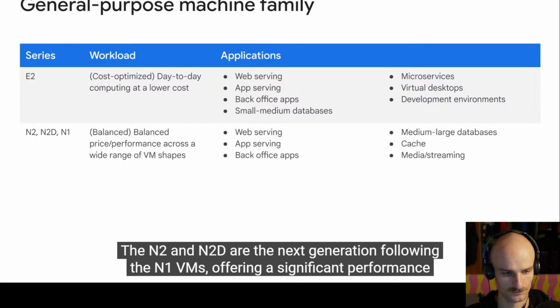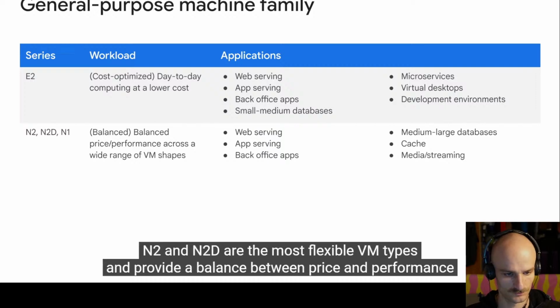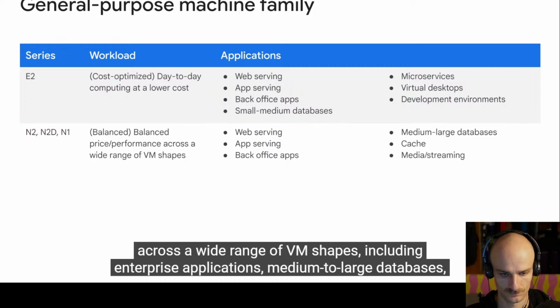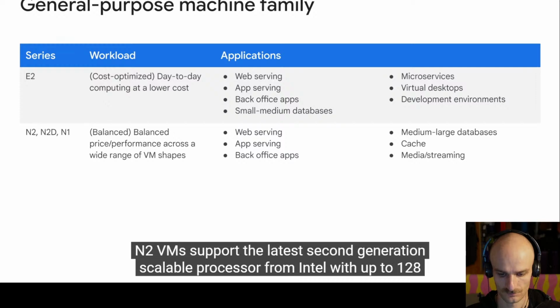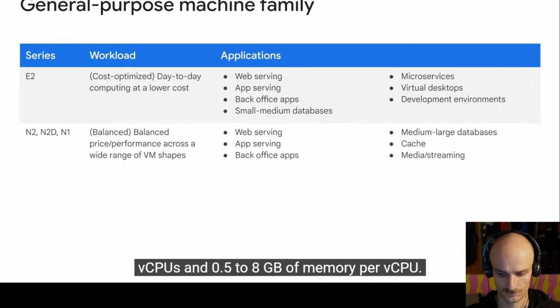The N2 and N2D are the next generation following the N1 VMs, offering a significant performance jump. N2 and N2D are the most flexible VM types and provide a balance between the price and performance across a wide range of VM shapes, including enterprise applications, medium to large databases, and many web and app serving workloads. Committed use and sustained use discounts are supported. N2 VMs support the latest second-generation scalable processor from Intel with up to 128 virtual CPUs and 0.5 to 8 GB of memory per virtual CPU.